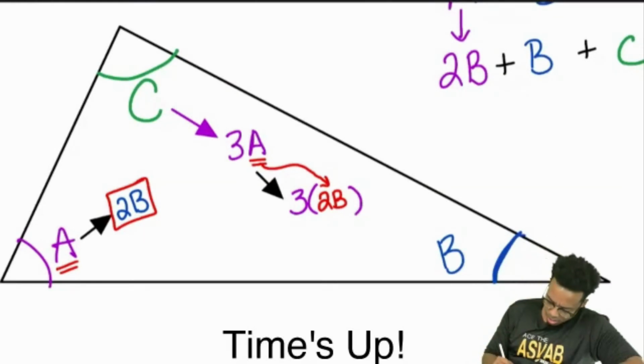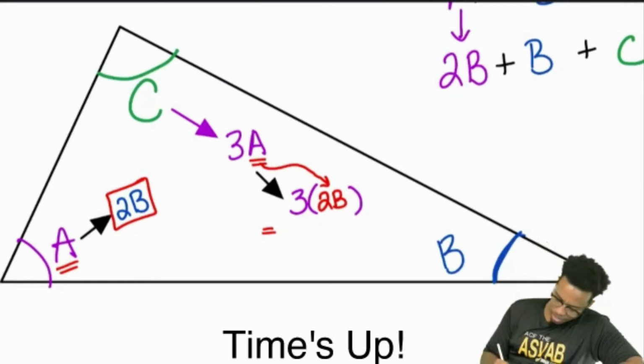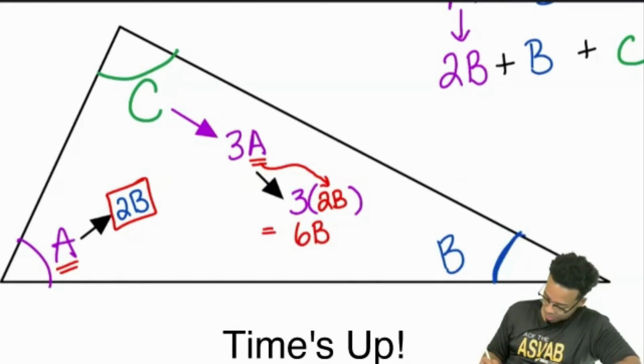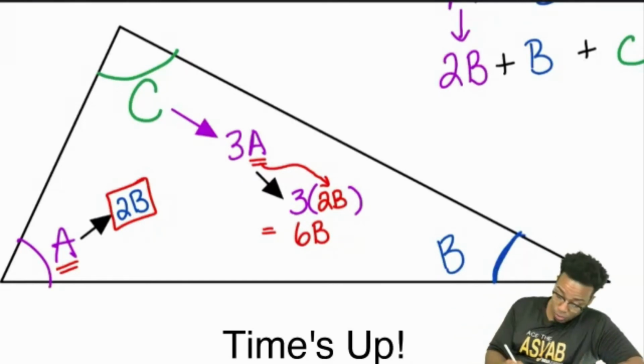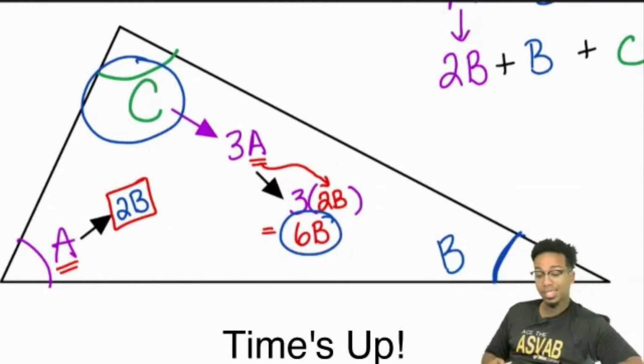So this right here turns into, everybody, 3 times 2 is 6. So that right there is 6B. Perfect. And so we know that C is the same as 6B. Everybody, by logic, everything we did was correct. Do you see how we went from C being the same as 6B?